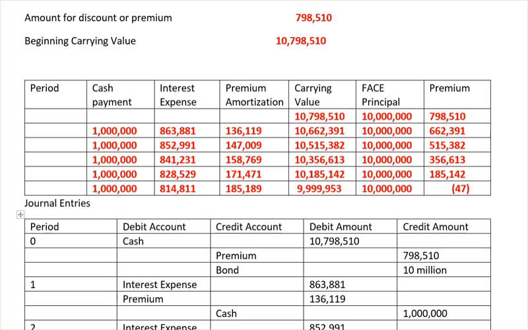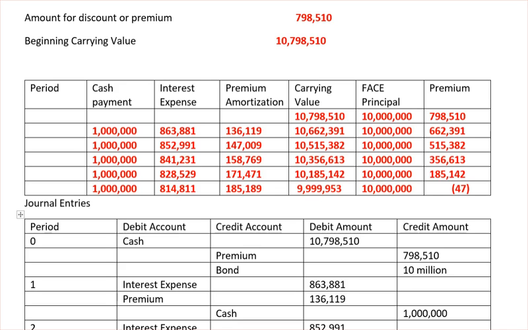So the net amount of interest expense from those two separate journal entries gets created in this one journal entry. The reason I don't show the two separate journal entries is because I want you to understand that when you combine them, the net interest expense still follows our rule. The 863,881 is the carrying value of 10,798,510 times the interest rate. That will get you to 863,881.